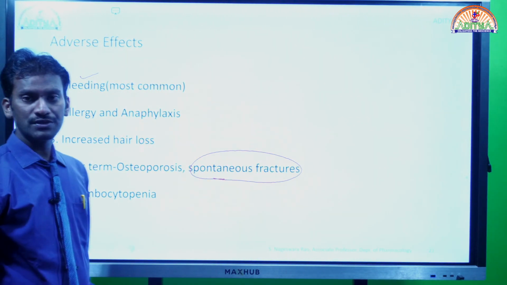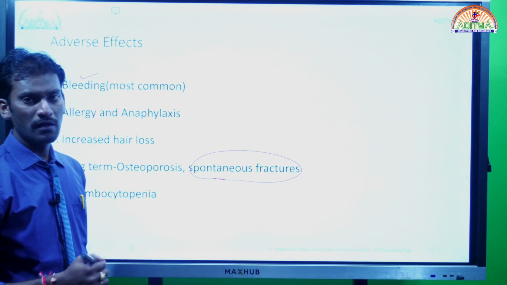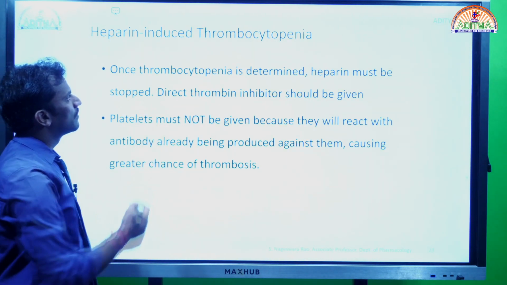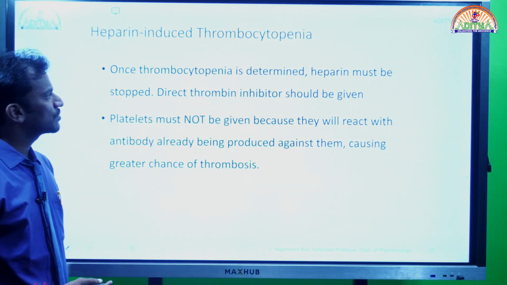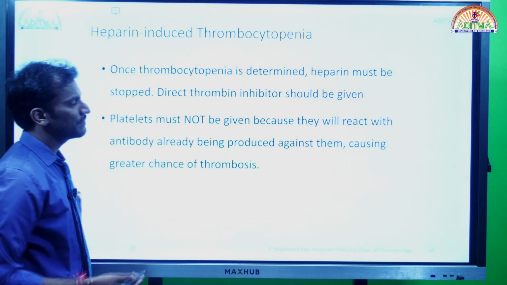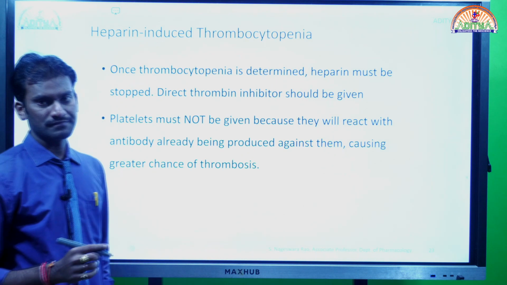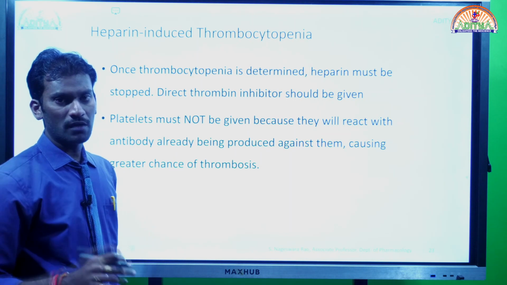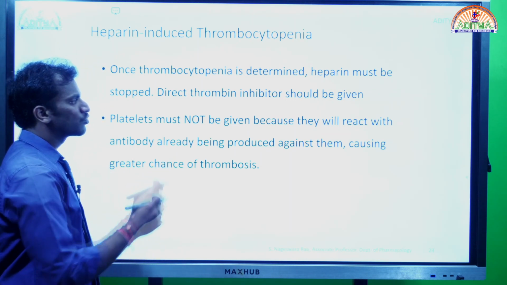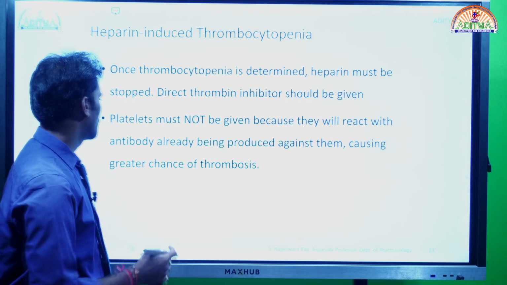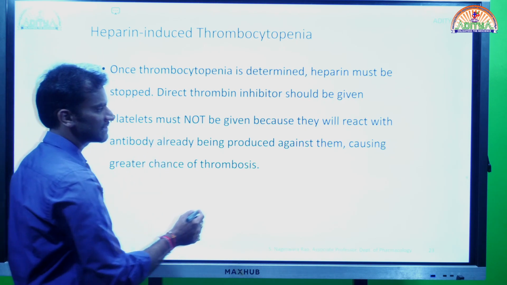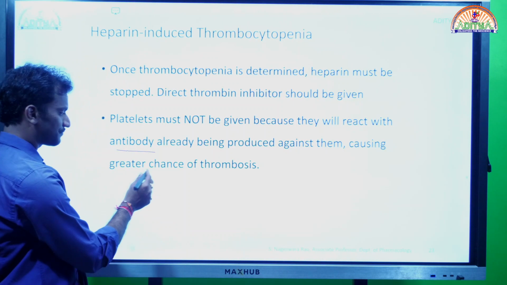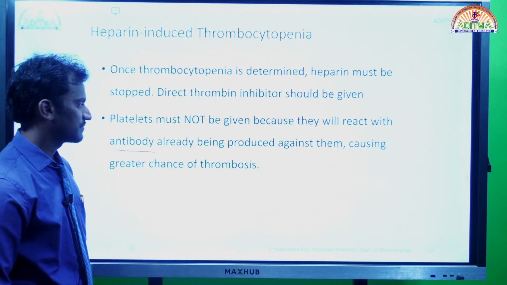Next side effect is thrombocytopenia, a decrease in the count of platelets, thrombocytes. Heparin-induced thrombocytopenia: once thrombocytopenia is determined, heparin must be stopped, because this is one of the side effects caused by heparin. Once it is found, please stop heparin. A direct thrombin inhibitor should be given. Platelets must not be given because they will react with the antibody already produced against them. They will cause a high chance of thrombosis.